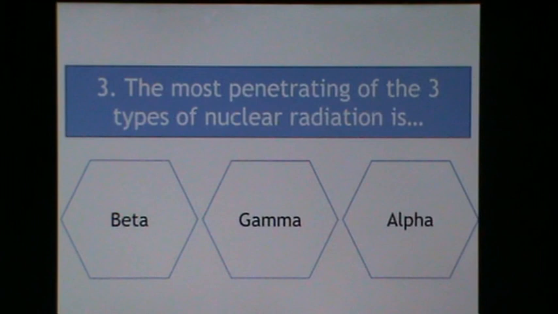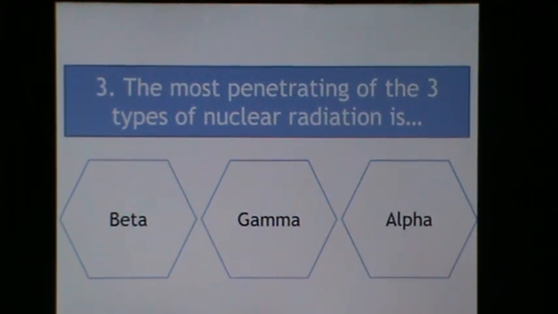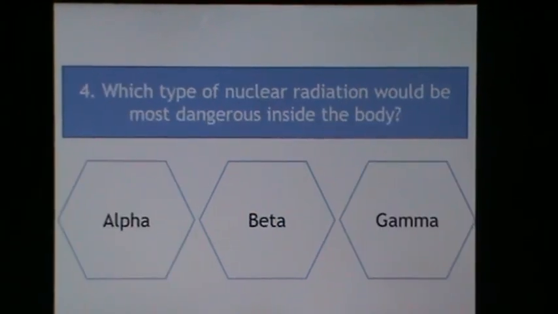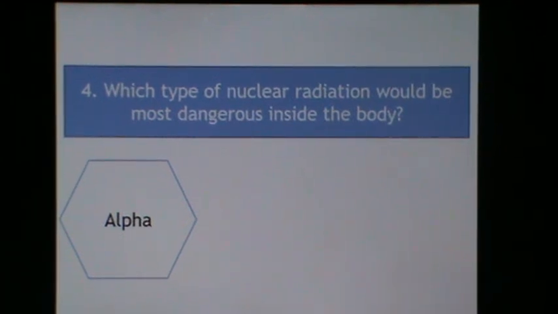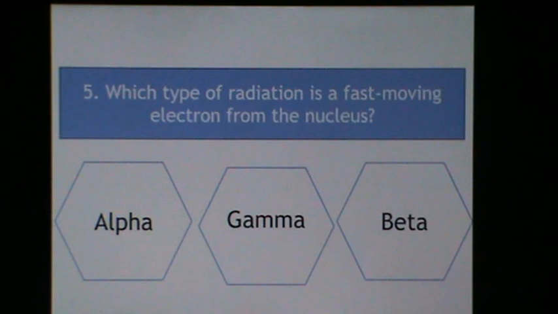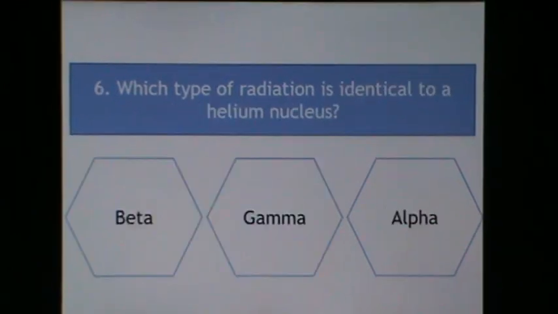Number 3. The most penetrating of the 3 types of nuclear radiation is beta, gamma or alpha. 3, 2, 1. Gamma. Number 4. Which type of radiation would be the most dangerous inside the body? Alpha, beta or gamma? 3, 2, 1. Alpha. This is because alpha is the most ionising of the 3 types. Question 5. Which type of radiation is a fast-moving electron from the nucleus? Alpha, gamma or beta? 3, 2, 1. Beta.